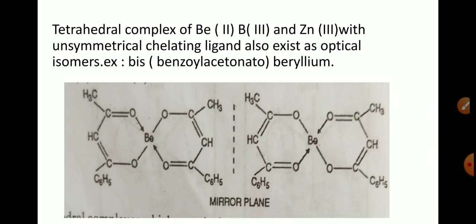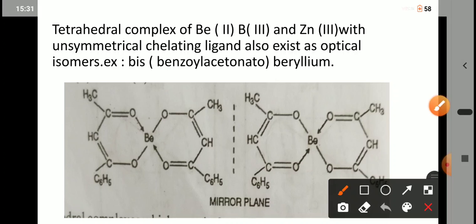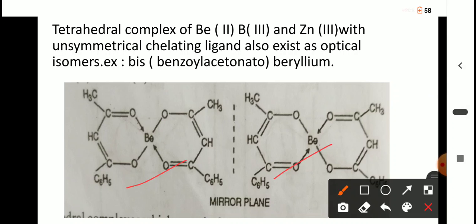Tetrahedral complexes of the type beryllium 2 or boron or zinc 3 with unsymmetrical chelating ligands show optical activity. Chelating ligand means they form ring-like compounds. For example, bis-benzoylacetonato beryllium. Because of the larger chelating group, it shows optical activity. You can see the structure here. These are a pair of enantiomers, one dextrorotatory and another levorotatory.